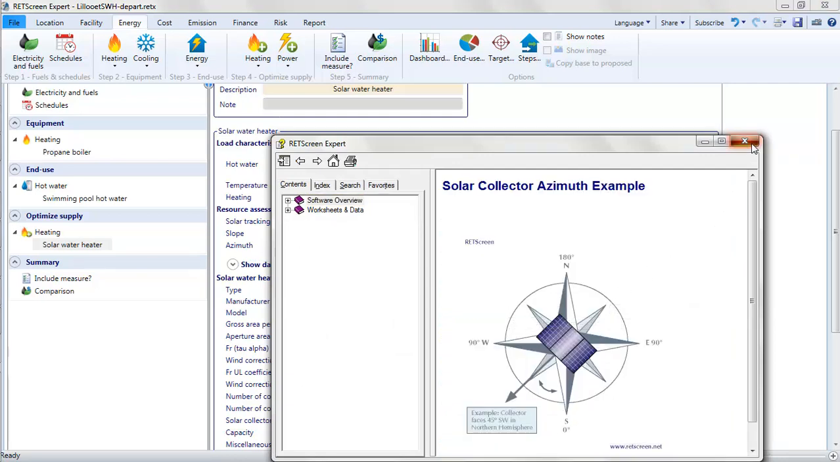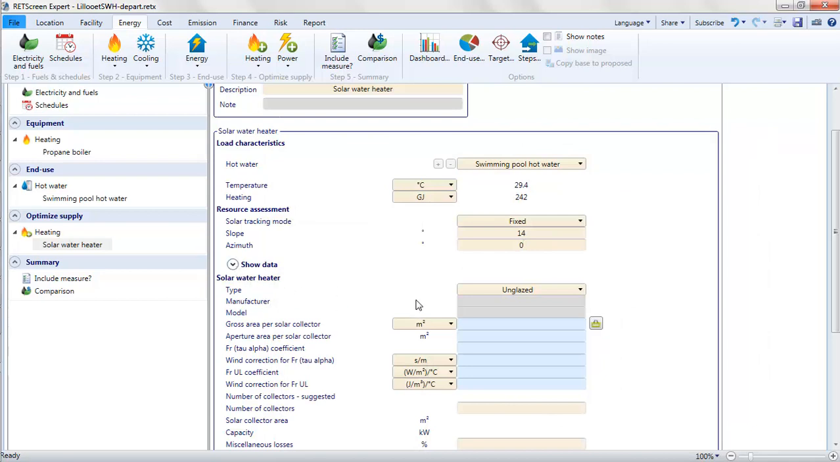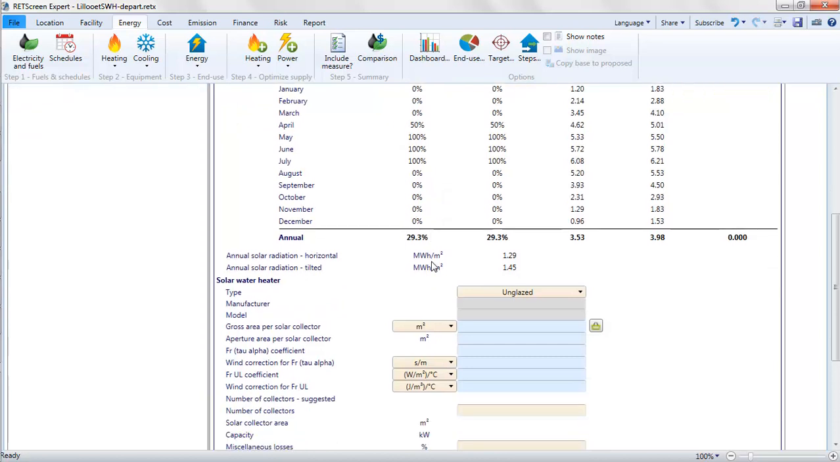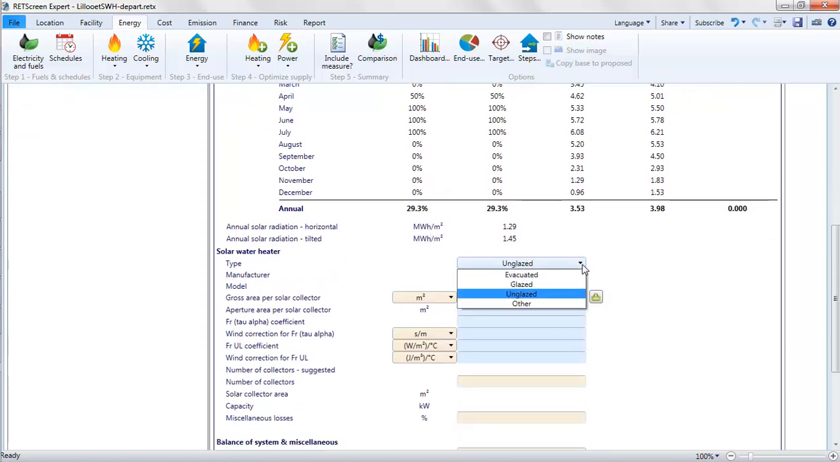Clicking on the down arrow, I confirm that the season of use entered for the hot water demand is reflected here. I'm going to use unglazed collectors. These low-cost collectors lack glazing meant to cut heat losses to the air, but they are appropriate for a seasonally operated swimming pool, where the temperature of the water will not be much above the outside air temperature.